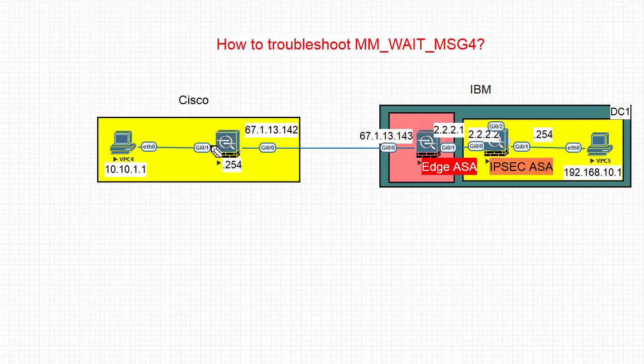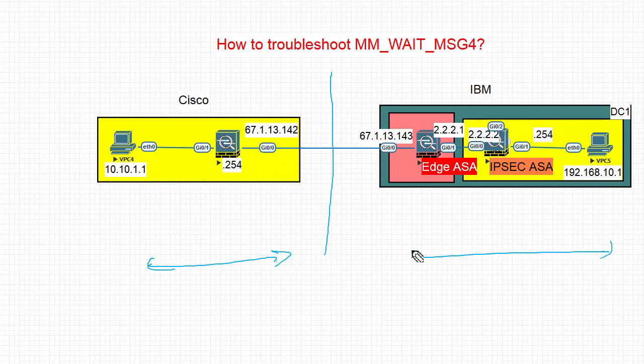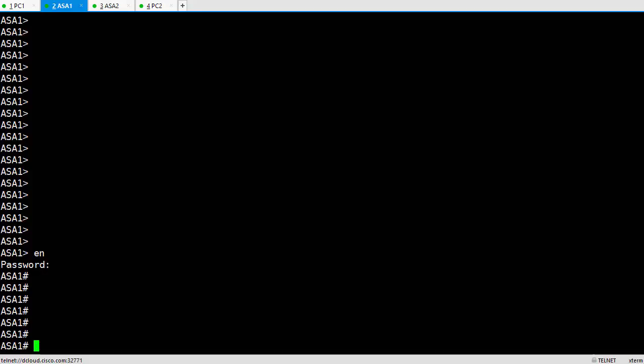So we are going to use this topology here where I have two sites. Let's say I've given them some company names. So these two sites have a VPN between this ASA and this one here. These two devices will have VPN connectivity. The IP addresses are the same as they are written: 67.1.13.142, and this ASA has a public IP of 2.2.2.2. I've already done the configuration.